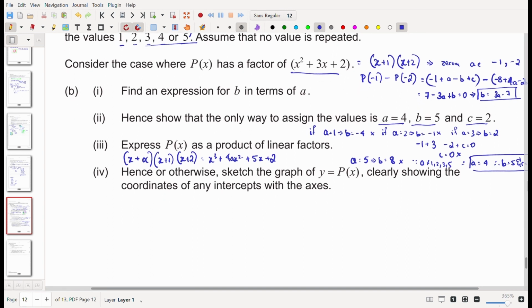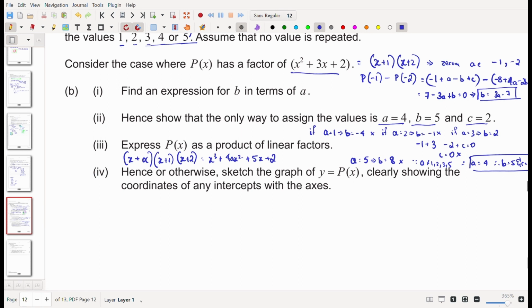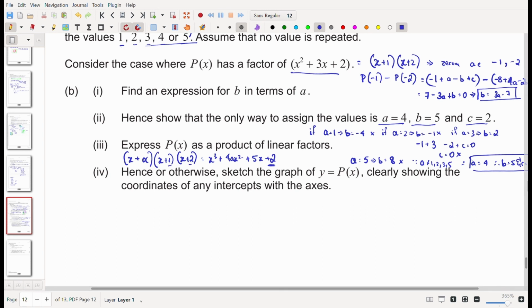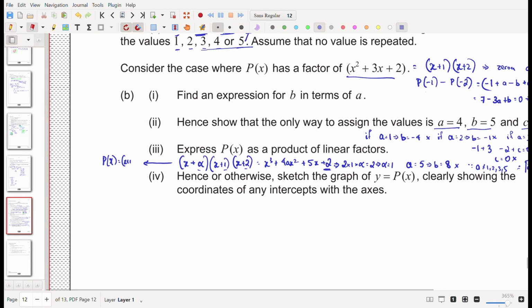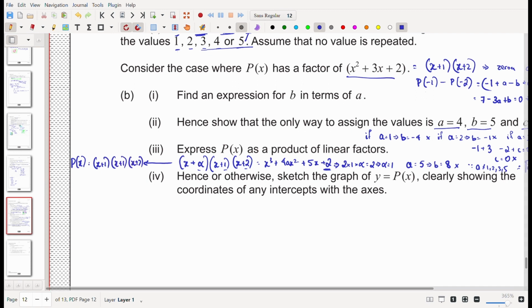Right. Now let's compare the equations. Well, I think it's pretty much instantaneous, isn't it? The constant here is 2, and the constants here are 2, 1, and alpha. So this means that 2 times 1 times alpha is equal to 2, which means that alpha is equal to 1. So let's write out here. P of x is equal to x plus 1, or here, let's get some more space. P of x is equal to x plus 1 times x plus 1 times x plus 2.